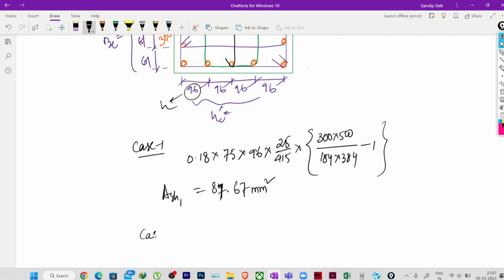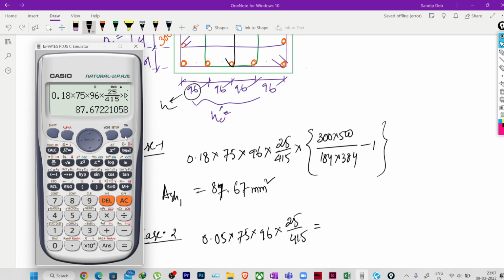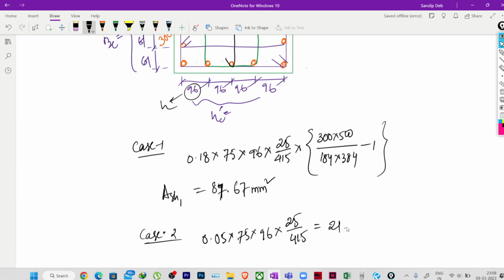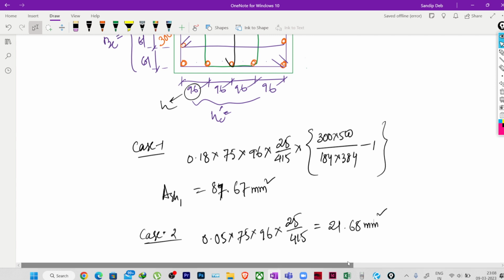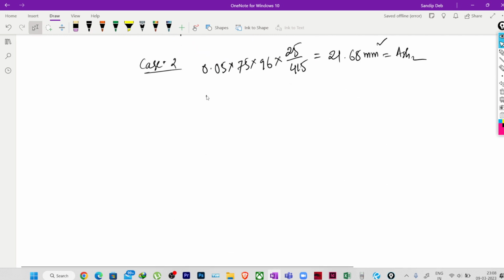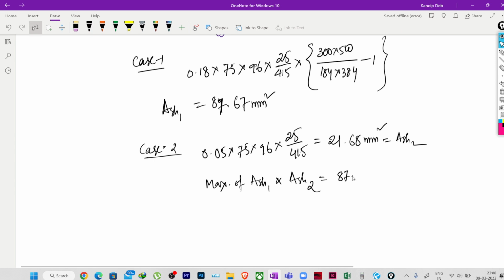If I do the case 2, it is 0.05 into Sv into h multiplied by fck by fy. How much are you getting? In this case, 0.05 multiplied by 75 multiplied by 96 multiplied by 25 by 415. So we are getting 21.68 mm square. This is my Ash2. The maximum of Ash1 and Ash2 is 87.67 mm square.